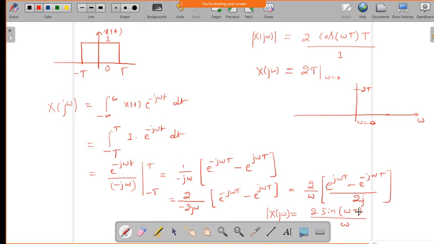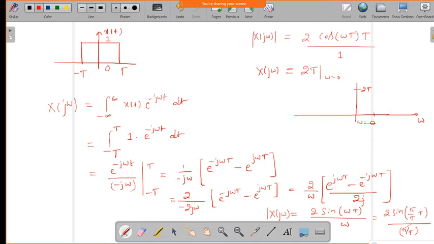Now if you put omega equal to pi by t, you will get 2 into sine of pi by t into t, divided by pi by t. So if you put the value pi by t for omega, it will give sin pi, which will give the value 0.